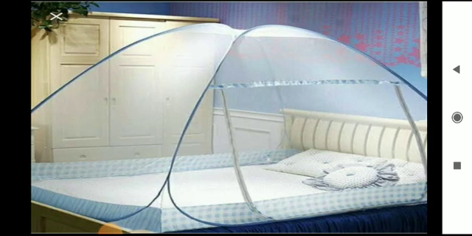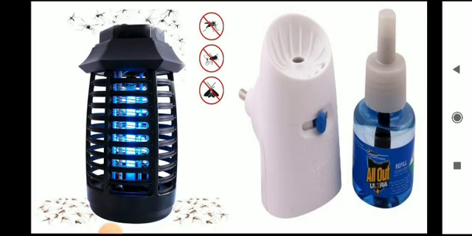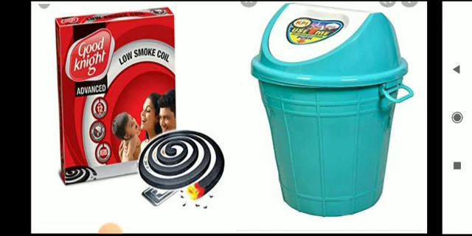So there are different ways by which we can prevent breeding of mosquitoes. We can take help of a mosquito net, as you can see in this picture. We can use different types of mosquito killers; in these two pictures you can see different types of mosquito killers. The first picture is of mosquito repellents. All these things can help us to prevent the breeding of mosquitoes. In the last picture you can see a dustbin covered by a lid. When we cover the dustbin or bucket with a lid, there may be no chance of breeding of mosquitoes. By this we can protect ourselves from mosquito bites. Clear?